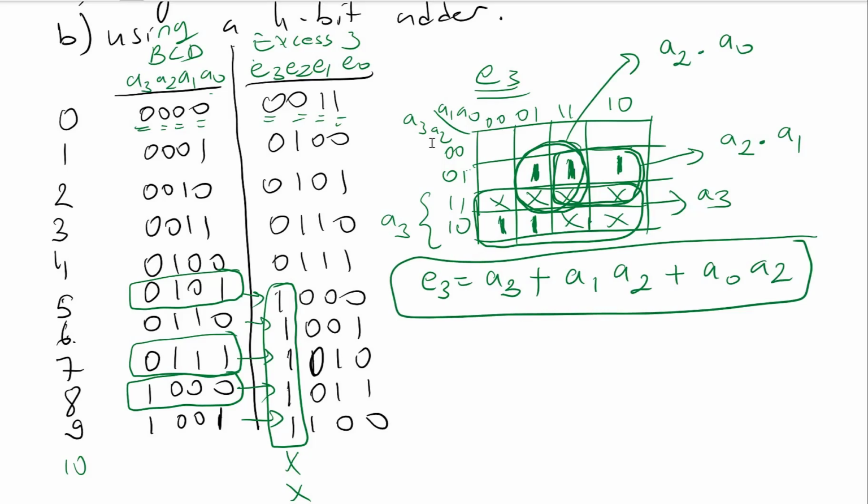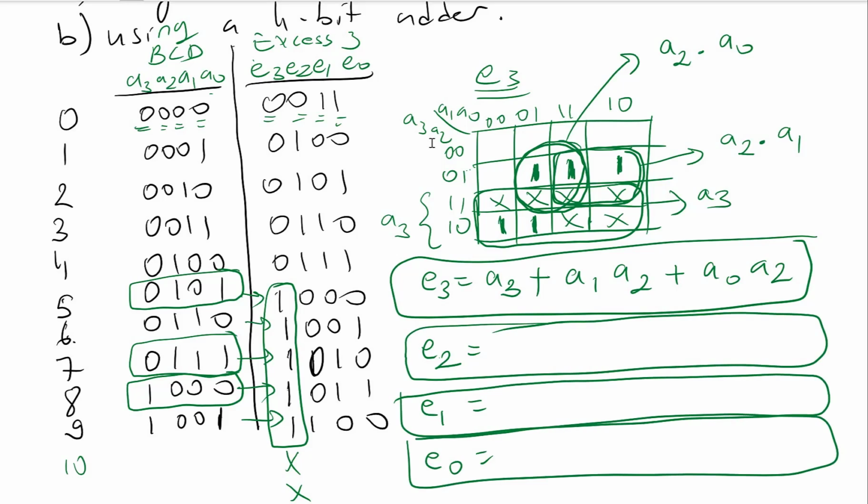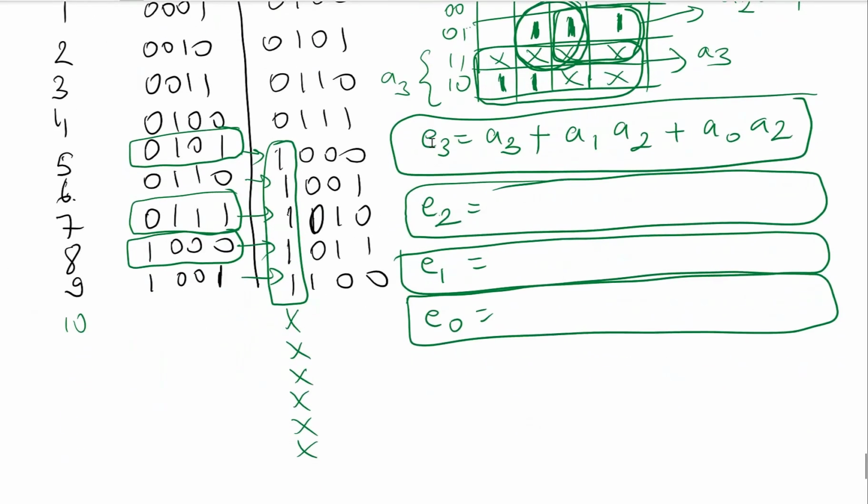So this is one function. Similarly, I will do the same thing for E2. I do the Karnaugh map. I will do the same thing for E1 and E0. So at the end, I will get a Boolean function for each of them. And then I will implement this using the gates, right?